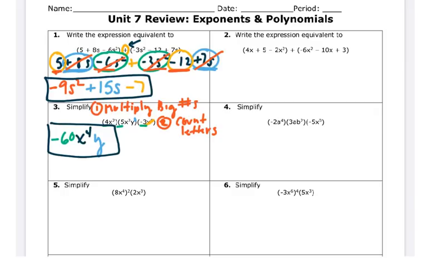Let's look at number 5. So in number 5, this looks difficult, but it's not that bad. It's really important, but it's not that bad. The only thing that's different here is there's a little 2 on the outside of the first parentheses. What you learned last week is that's called a power raised to a power. So that's an exponent raised to another exponent.